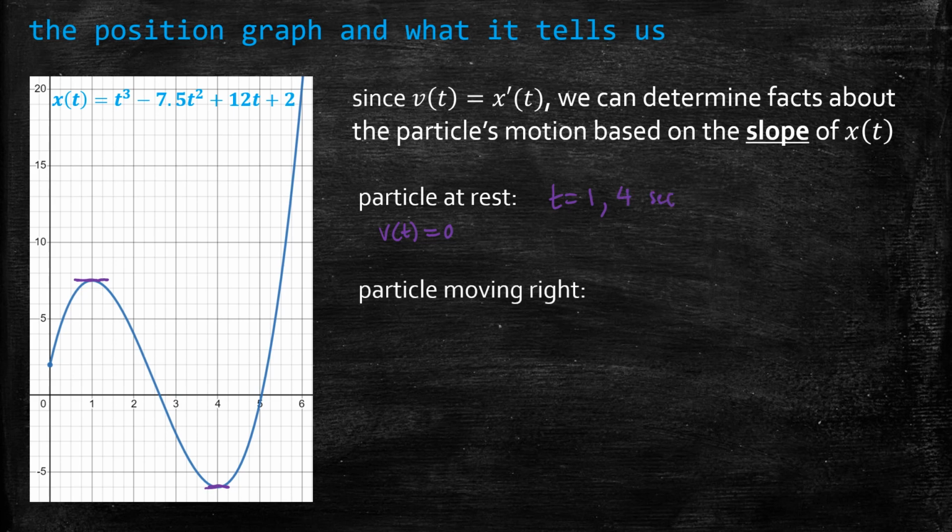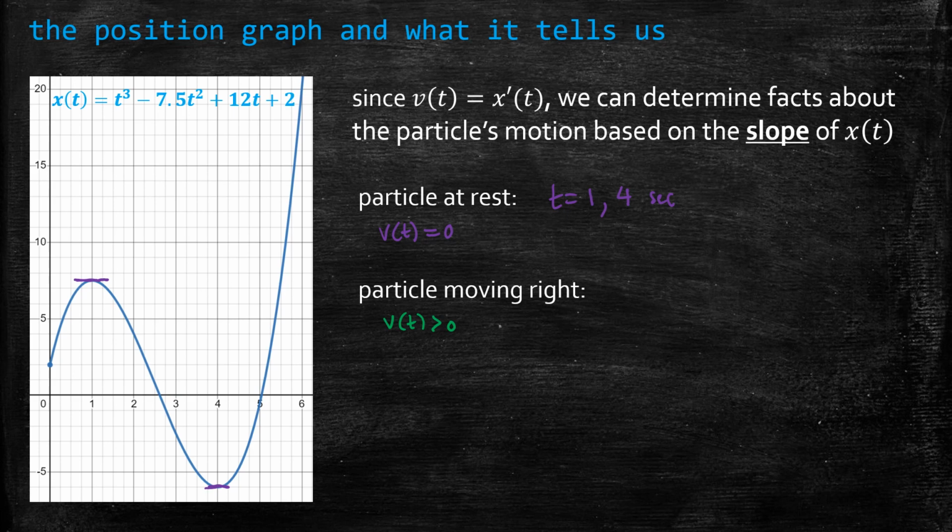When is the particle moving to the right? Well, we know that that means when the velocity is greater than 0. It will be moving to the right. Now, by the way, this position graph is not the graph of the trajectory of the particle. The particle is not moving along this graph. This is just a map or a record of the particle's position at any particular time.